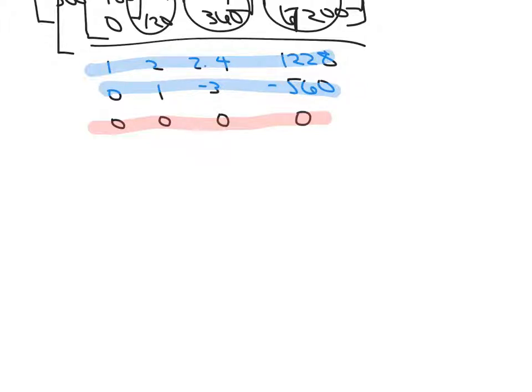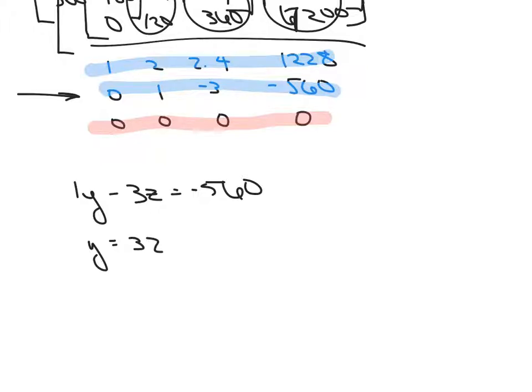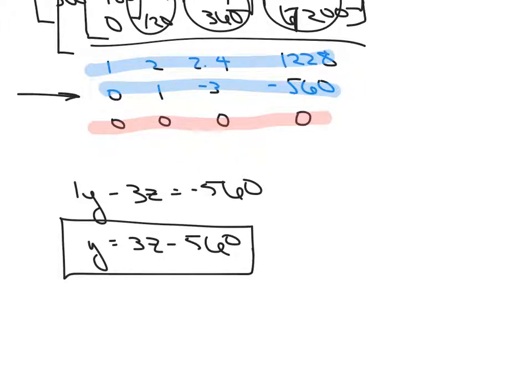My second row would be 1y minus 3z equals negative 560. So from that right there, y will equal 3z minus 560. So see what happens there? I set that up so that I had no x's. Well, obviously I don't because that's a 0. I have my y, and I can set it equal to 3z minus 560 because z can be any number. Okay, so I set it up that way.